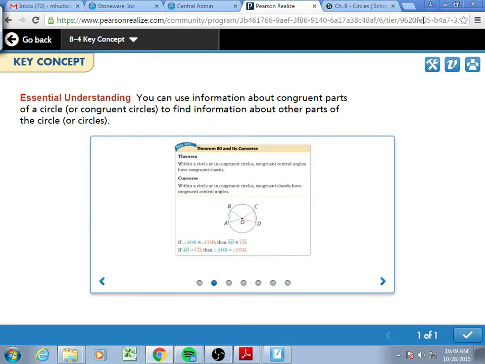Theorem 81 is, so if I know that AB is congruent to CD, then the arcs that they have between them, this blue arc from B to A and the red arc from C to D, those arcs would be congruent to each other. And the converse, if I know the arcs are congruent, then I know their chords are congruent.